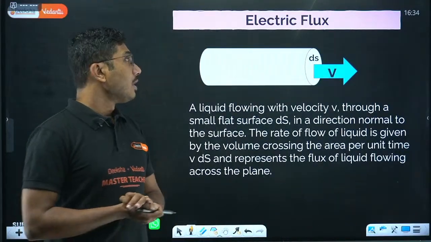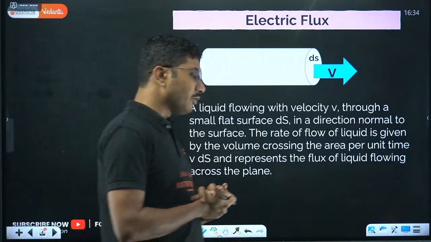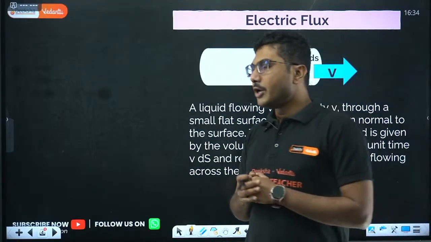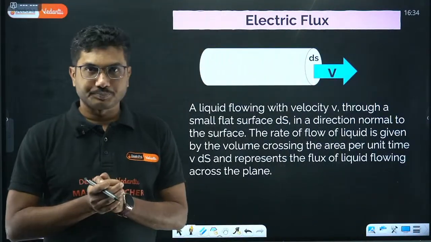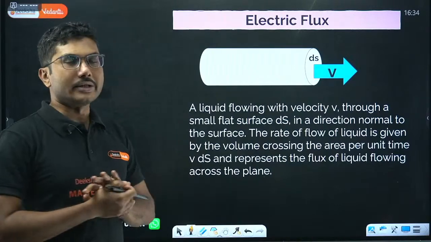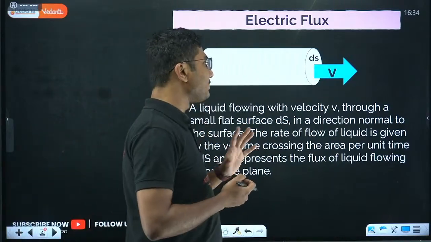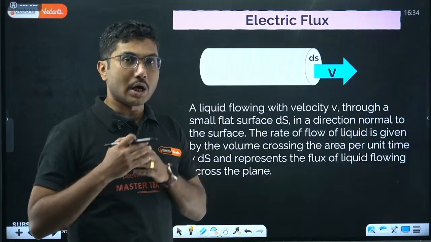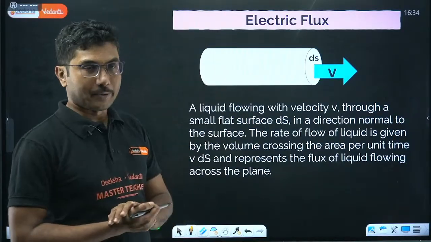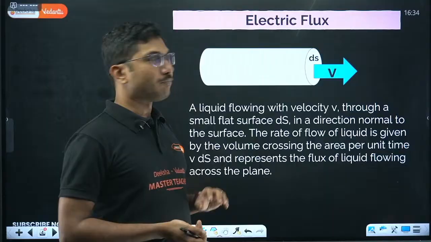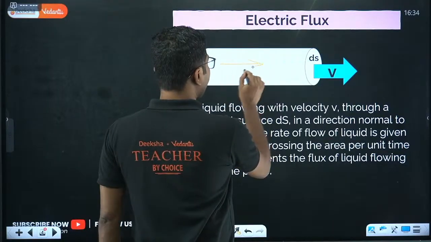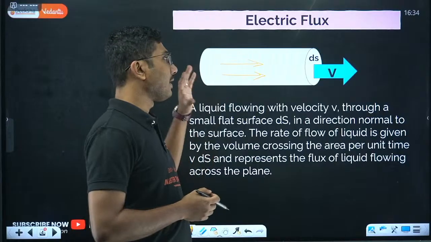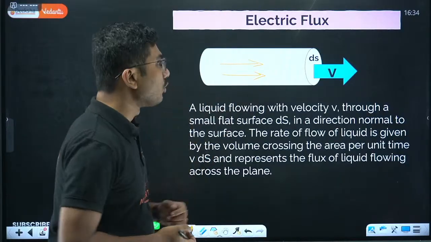So let's start. Electric flux: before moving on to electric flux, let us understand the meaning of flux. Flux basically means flow. The term flux comes from flow, and it is basically for fluid. When a fluid is flowing through, say, a pipe, and you are trying to measure the flux which is coming out, how do you calculate that?